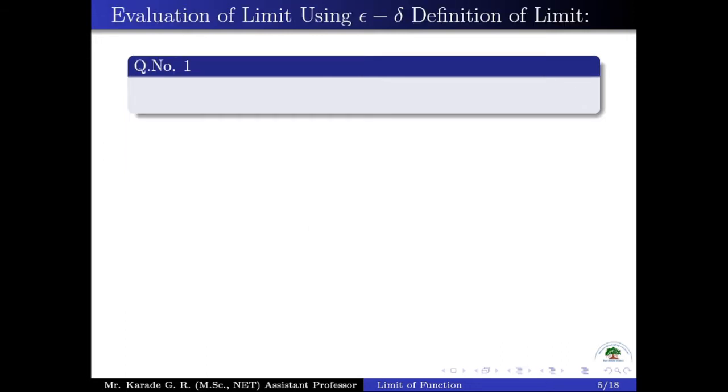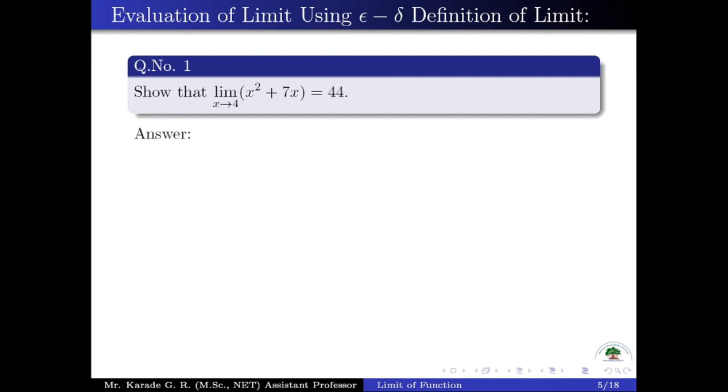Next is evaluation of limit using the epsilon delta definition of limit. Let us take some problems based on the limit of a function by using the epsilon delta definition. First question: show that the limit of x square plus 7x equal to 44 as x tends to 4. Let us write the answer.